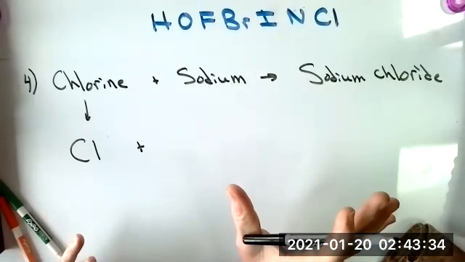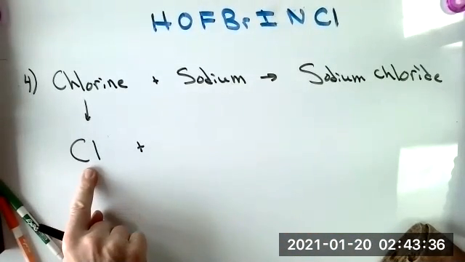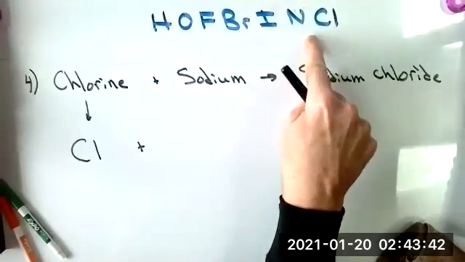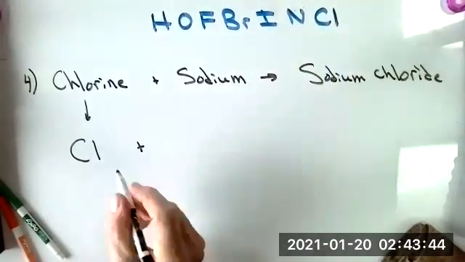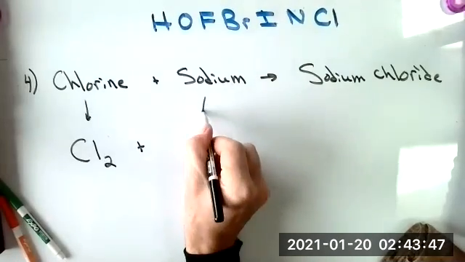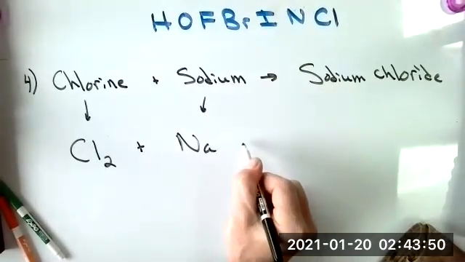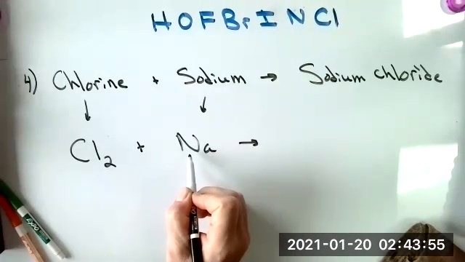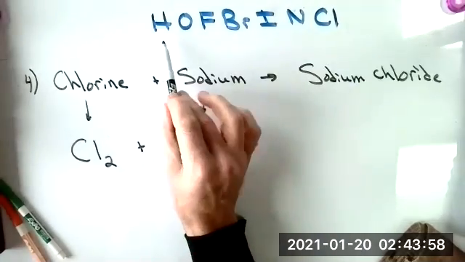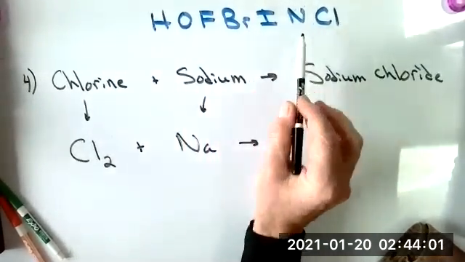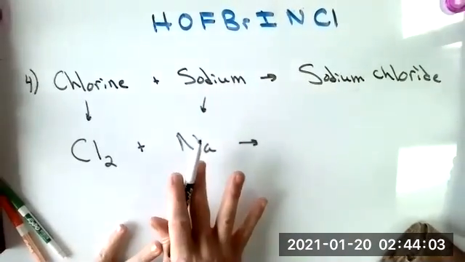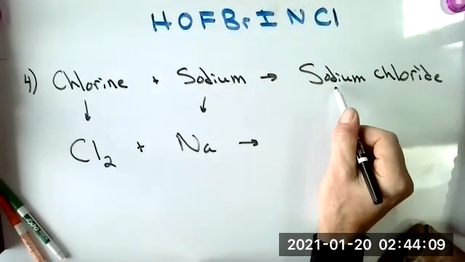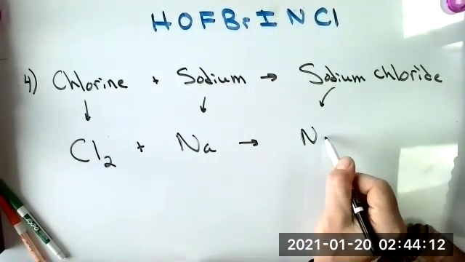I pause right there because something doesn't look right. Is chlorine alone? Yes. Is chlorine a Hofbrinkel? Yes. There's two yeses. Put a 2 there. Sodium, symbol, Na, and I'm going to pause because something doesn't look right. Is sodium alone? Yes. Is sodium, Na, a Hofbrinkel? No. Okay, so I know that's correct. Now on the product side, looks like they've combined together into one substance. Time to get some symbols.